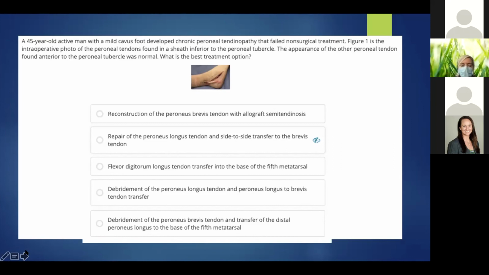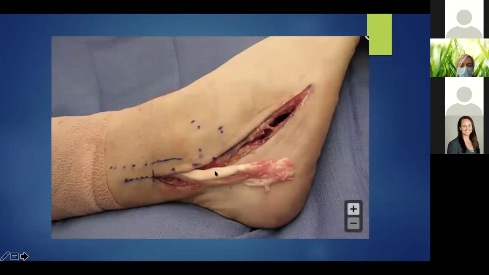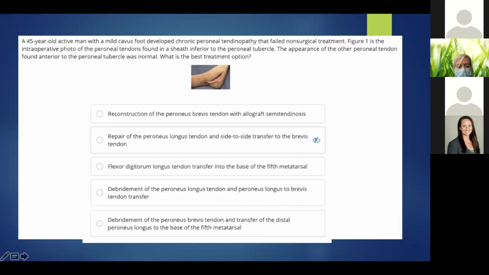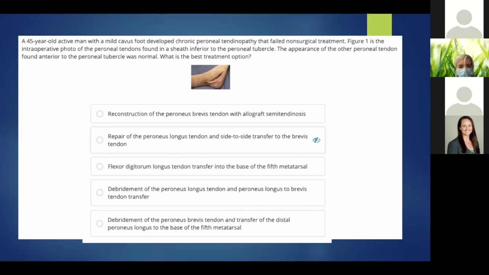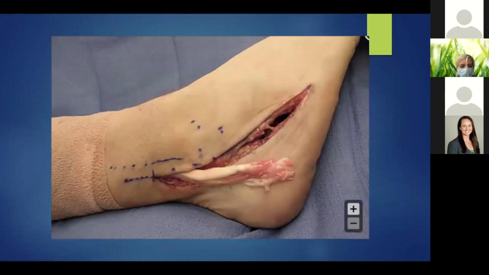Right. So which one do you think is inferior in the sheath? The plantar one, the longus. Yes, exactly. So then what do you think you would do with that one? Well, let's see. Oh, wait, we need to look at the photo. What do you think that looks like? That looks like a torn tendon. Right. It's ruptured, right? It's completely ruptured. So knowing what you know about the anatomy, what do you think you would do with that longus? You can't just debride it. You probably need to repair it.